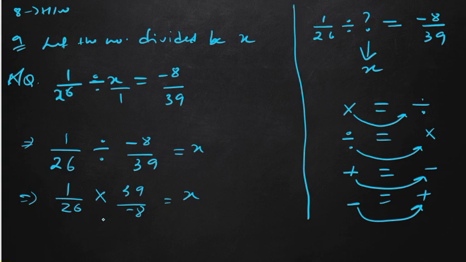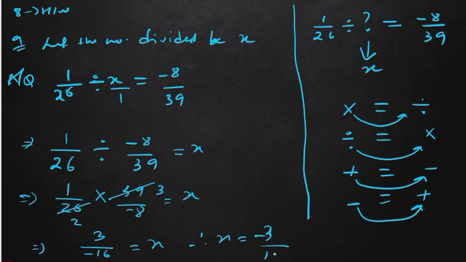If we divide it, what will be the answer? If we cancel, 13 3 is 39 and 13 2 is 26. So 1 into 3 is 3, and 2 into minus 8 is minus 16. Therefore x equals minus 3 by 16. So this will be the required answer.